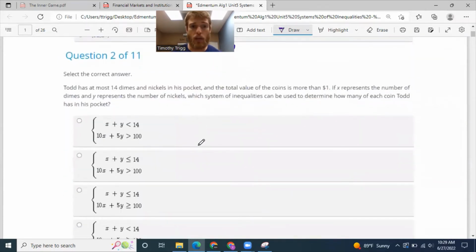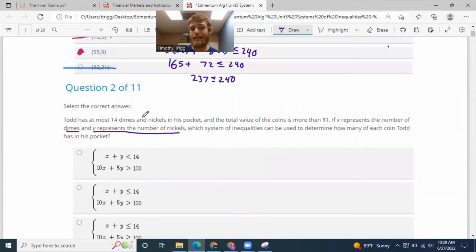Let's go ahead and try this next one here. Here we just want to find the system. Todd has at most 14 dimes and nickels in his pocket. So X represents the number of dimes, Y represents the number of nickels. So the number of dimes plus the number of nickels is at most 14. That means this amount is less than or equal to 14, right? If 14 is the most, that means you could have that much or less, right?